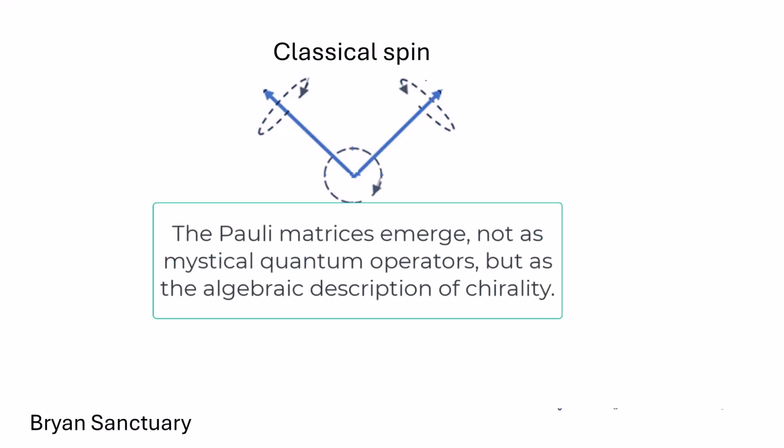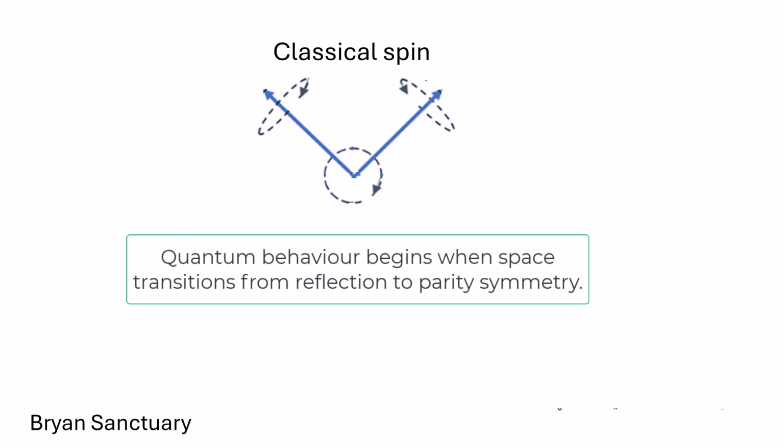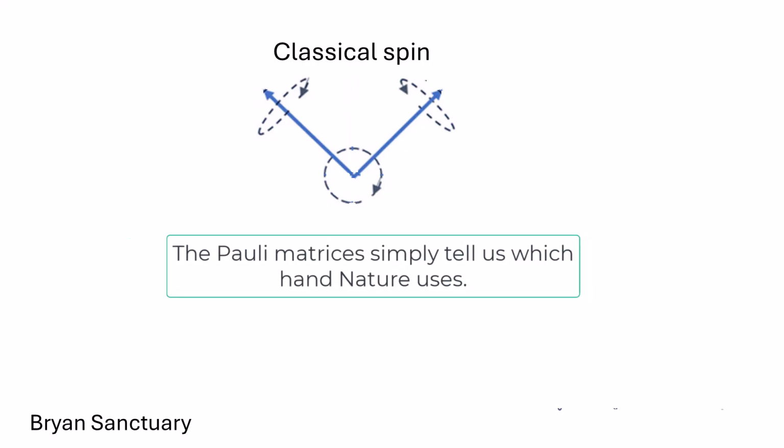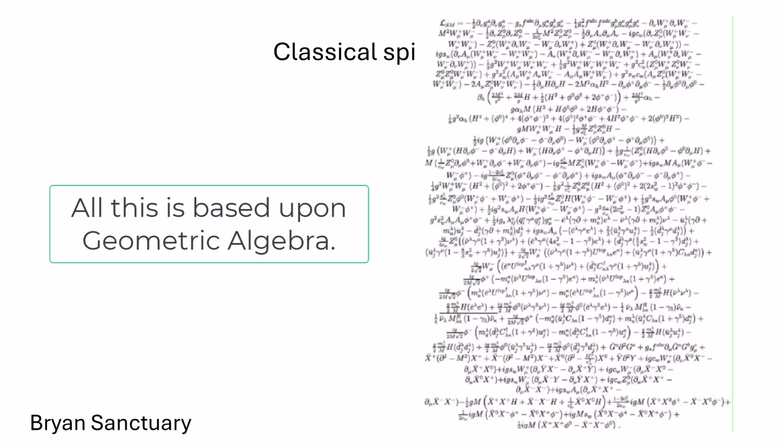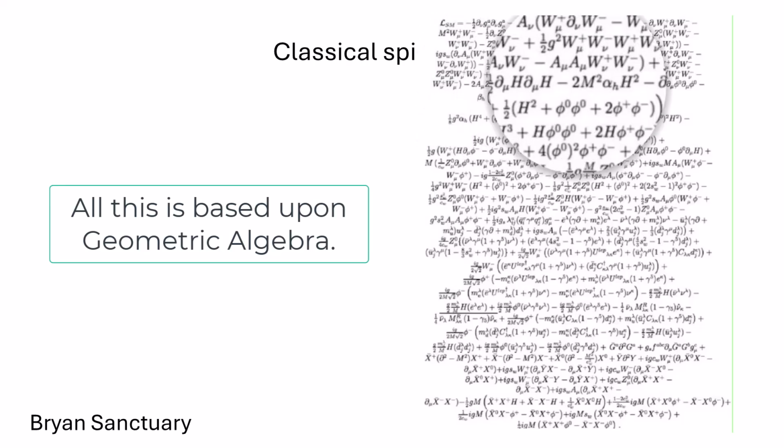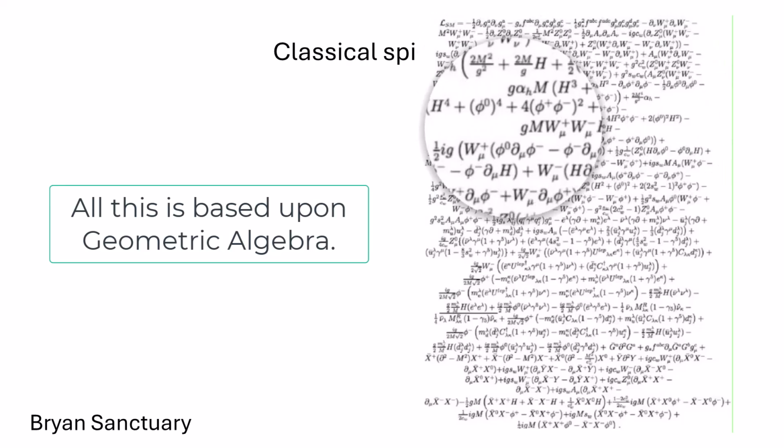When we linearize the Klein-Gordon equation, the Pauli matrices emerge, not as mystical quantum operators, but as the algebraic description of chirality. It's at this point, when space transitions from reflection to parity symmetry, that quantum behavior begins. The Pauli matrices simply encode which hand, left or right, the spin axis takes under parity. All I say here is backed up by geometric algebra, and the math is very easy to visualize, especially when compared to the standard model.